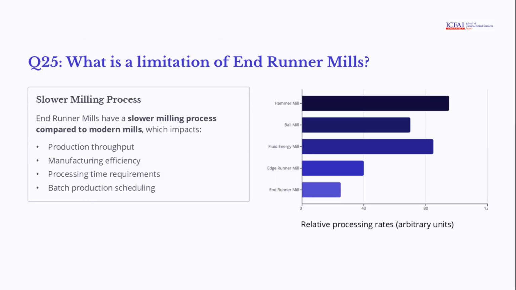A limitation of end runner mills is their slower milling process compared to modern mills. This affects production throughput, manufacturing efficiency, and batch production scheduling, making them less suitable for high-speed operations.